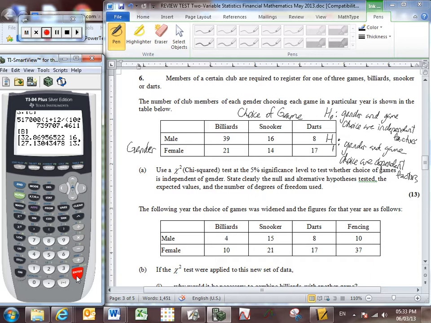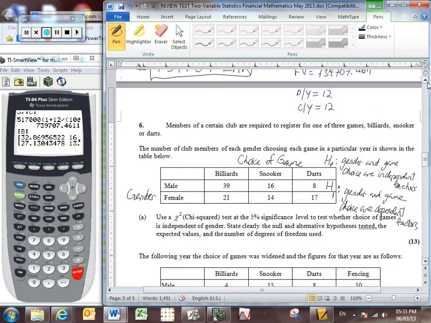Well, those are really nasty numbers, so I'm going to round them off. My expected values. Oh gosh, I don't have the room here, sadly. Maybe I can squeeze it up at the top? Perhaps. So I'm going to write my expected ones here. So that's male and female and billiards, snooker, darts.